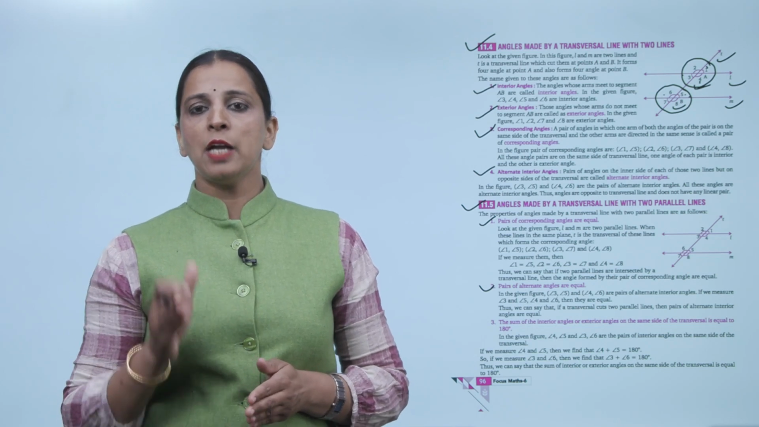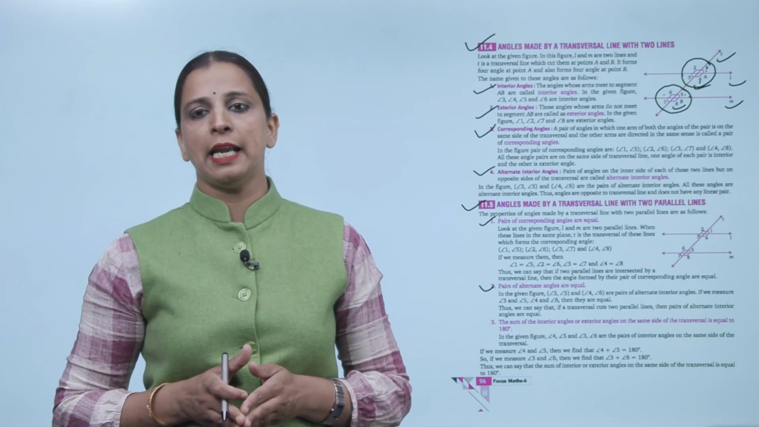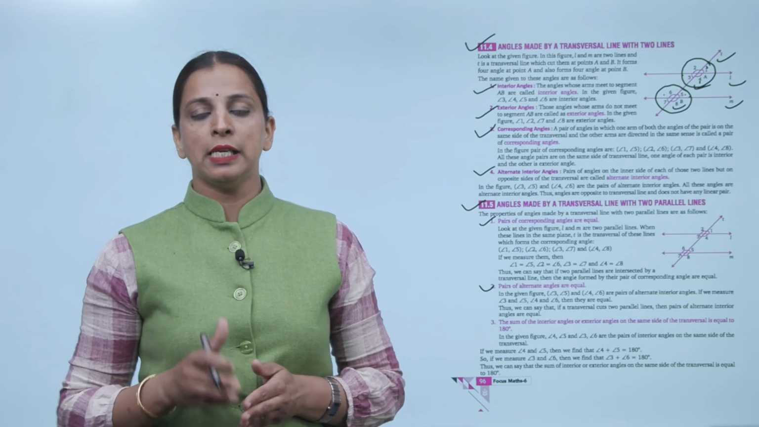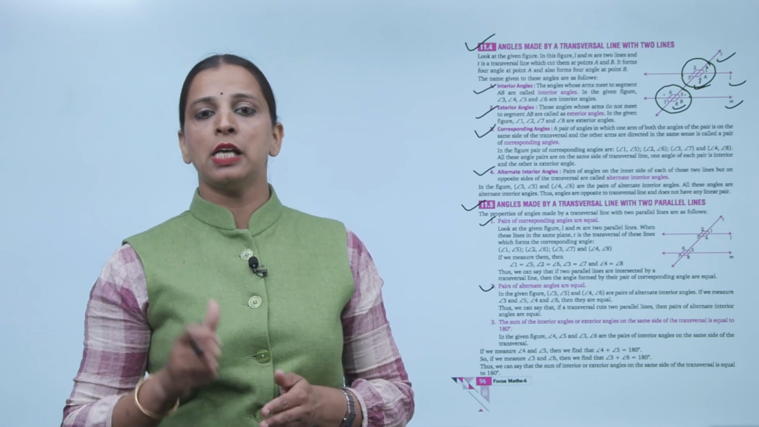In the given figure, angle 3 and angle 5, and angle 4 and angle 6, are pairs of alternate interior angles. If we measure angle 3 and 5, angle 4 and angle 6, then they are equal. Thus, we can say that if a transversal cuts two parallel lines, then pairs of alternate interior angles are equal.